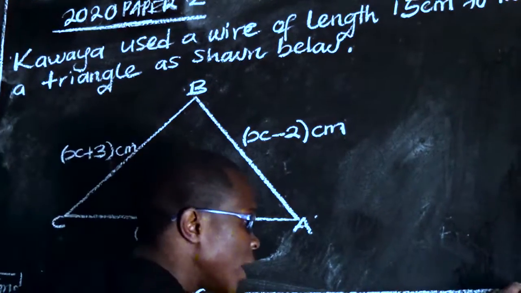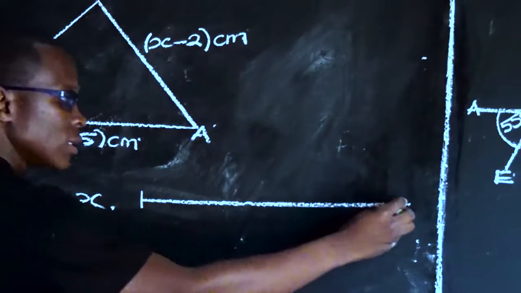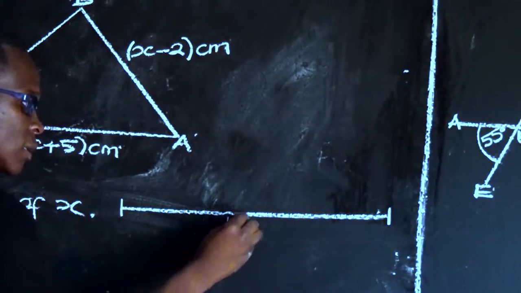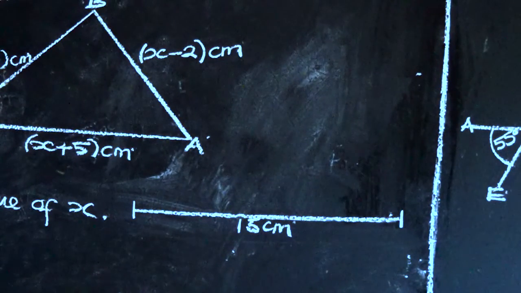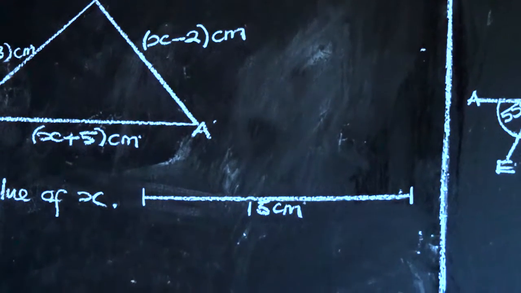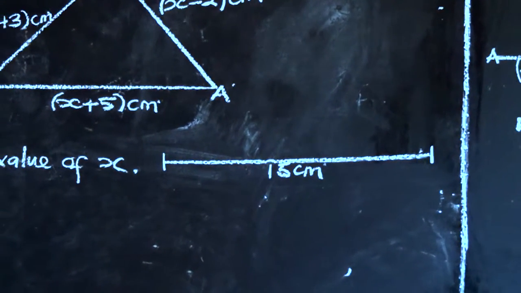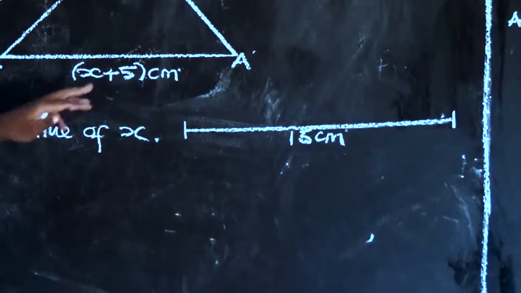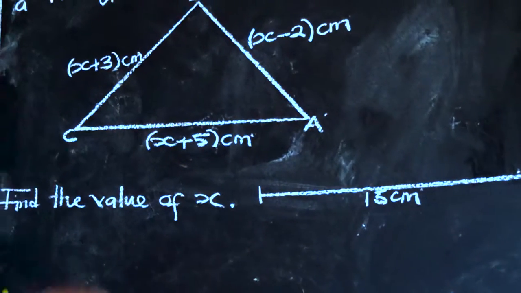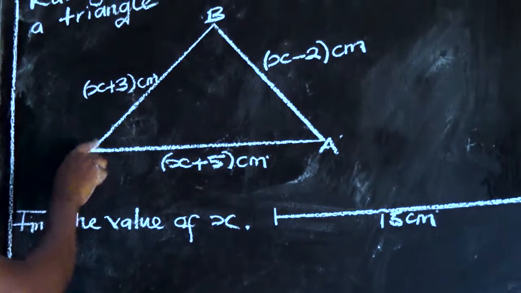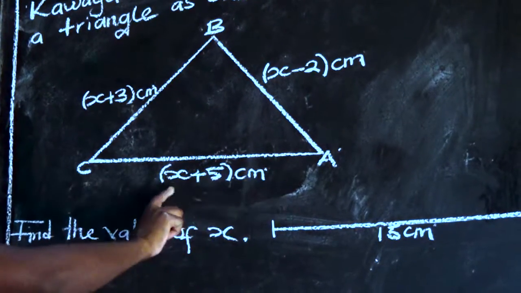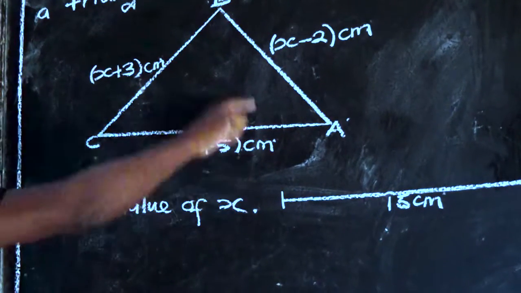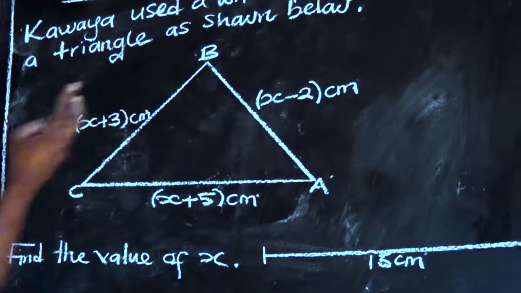Yes. So it's like the length of the wire. The length of the wire, it's what? 15 centimeters. That's the length of the wire. Are we moving together? Yes. The wire he used was 15 centimeters. Now we are told to find the value of x, where from B to C, it's x plus 3 centimeters. C to A, it's x plus 5 centimeters, and B to A, it's x minus 2 centimeters.